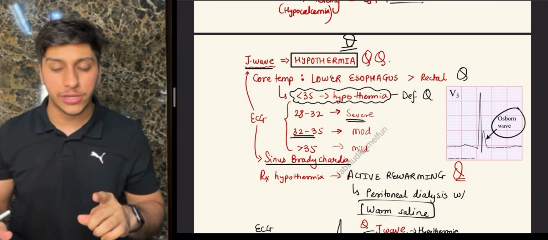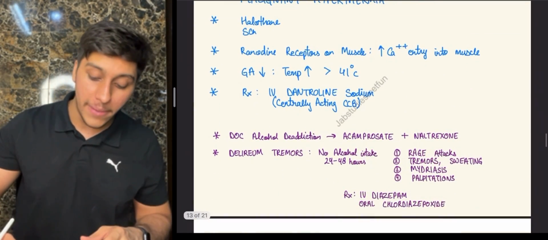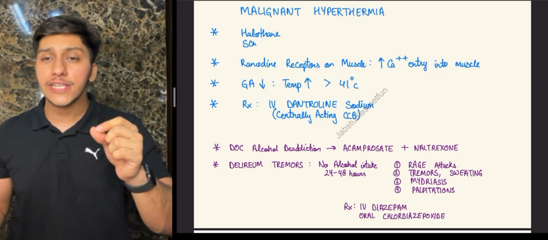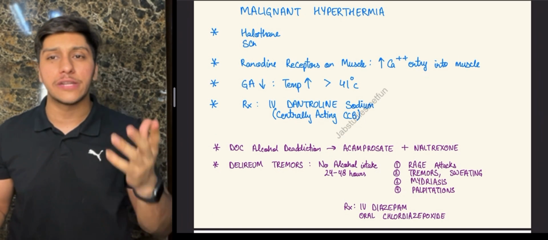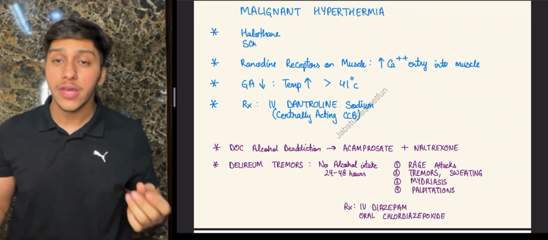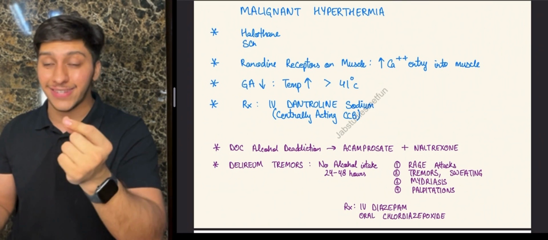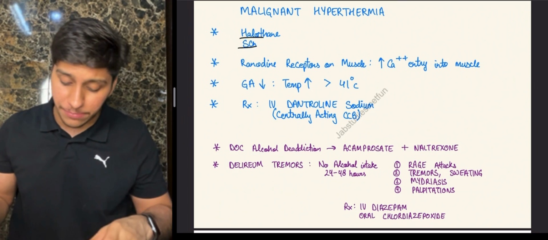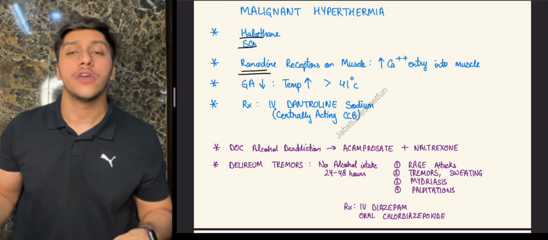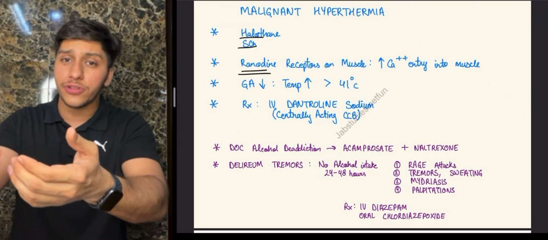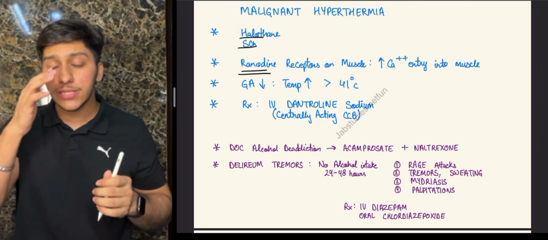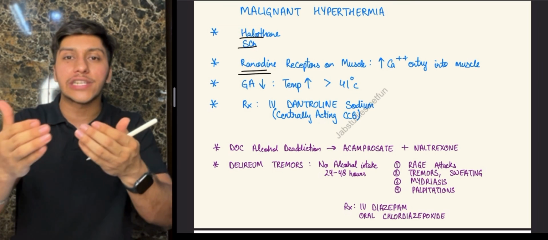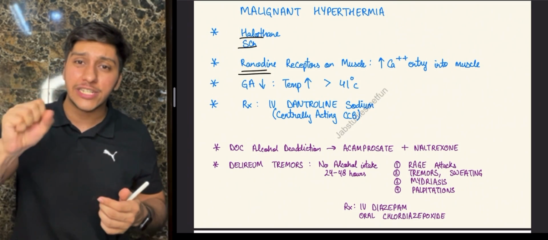Here this was hypothermia. Let's talk now about malignant hyperthermia. So guys, malignant hyperthermia is caused by multiple drugs, most of the inhalational drugs and a muscle relaxant, which is succinylcholine. The defect is in a receptor, the ryanodine receptors. Ryanodine receptors are responsible for the uptake of calcium. So when these receptors are defective, so much calcium comes inside, and you guys know calcium causes contraction.